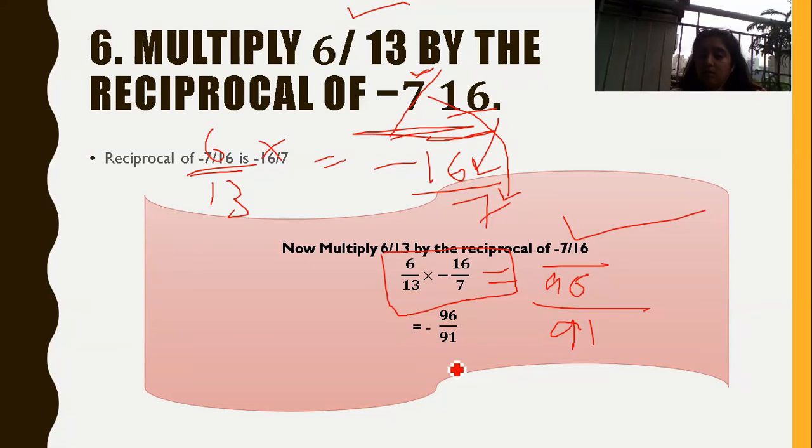But the matter is whether it is minus 96 upon 91 or plus 96 upon 91. I have to apply the rule of multiplication here. This number is positive, that is 6 upon 13, and that number is negative, that is minus 16 upon 7. And if one number is positive and another is negative, the sign of the answer is negative. So our answer is minus 96 upon 91. So this question is completed.